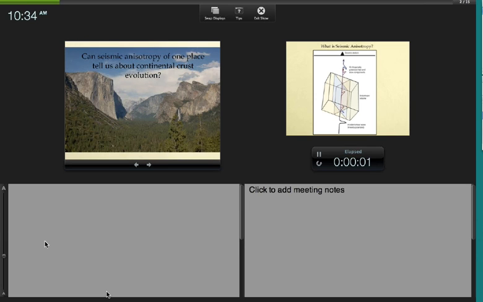And one of our big questions is, can seismic anisotropy in one place tell us something about continental crust evolution? We know that the Earth is primarily made up of mafic oceanic crust, and yet we do have felsic continental crust. And so it brings up a lot of questions. Why isn't there a mixed crust, or why do we have two different types? We wanted to look in this area to see if maybe we can find out how this happened.